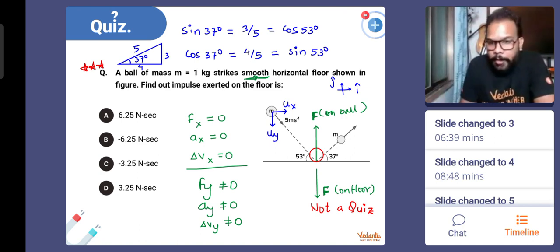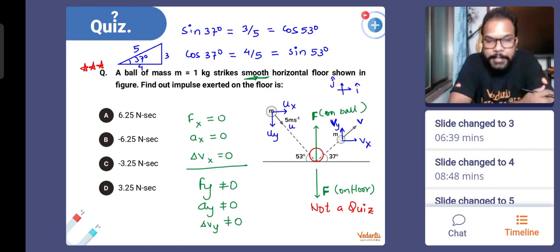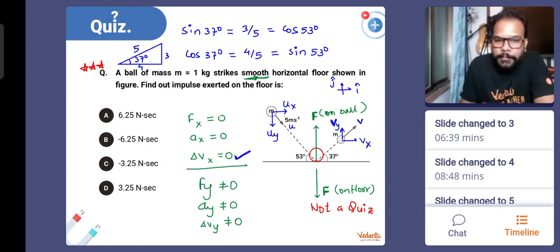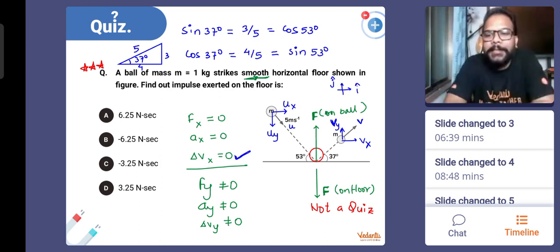Now hold on. Everybody hold on. This was your initial velocity. Now this is your final velocity v. This is the final velocity x component, and the final velocity y component. Everybody, what is the direction of vx? i cap. Is it the same as that of ux? Is the direction of vx and ux the same? i cap. Does this hold true? Yes, there is no change in the velocity.